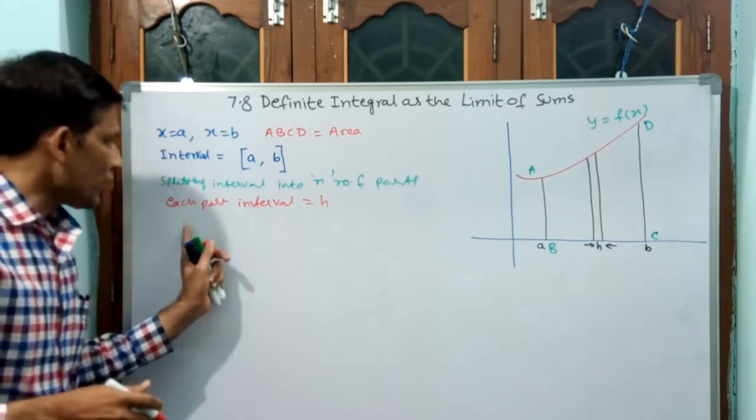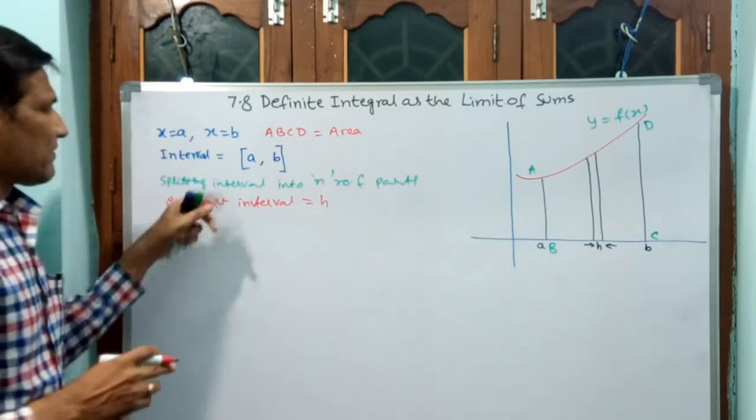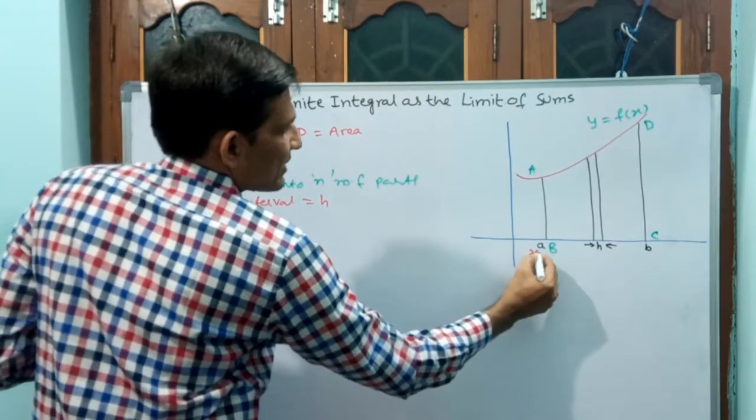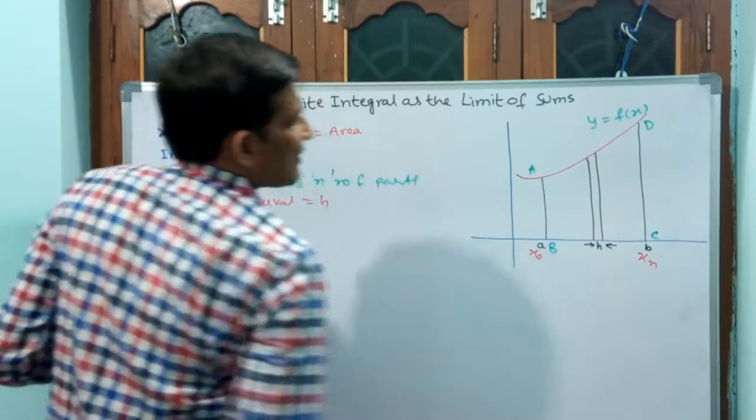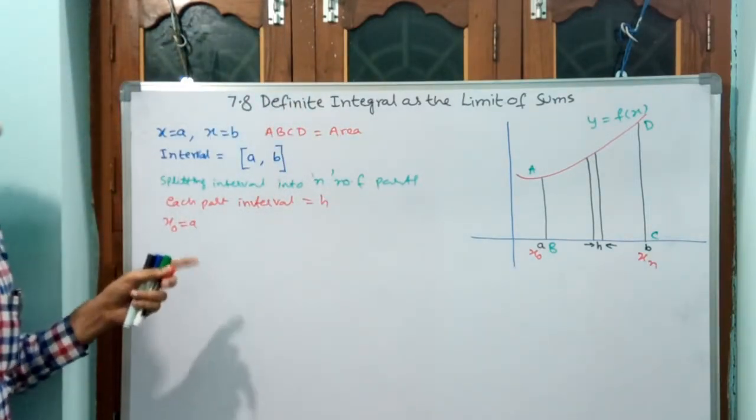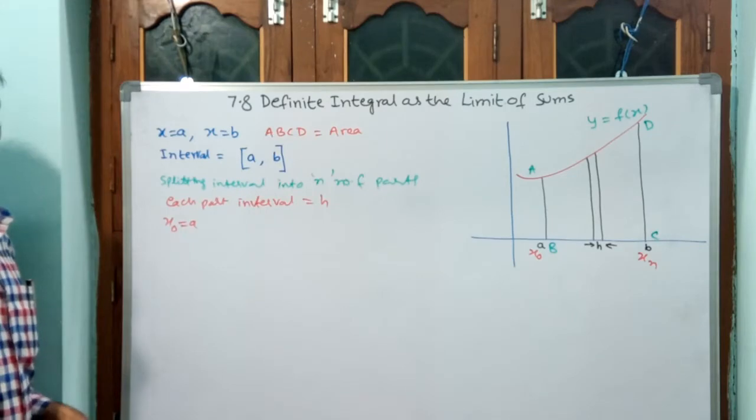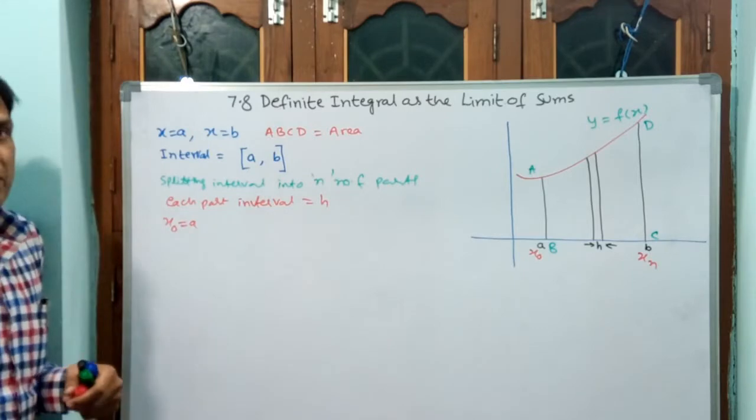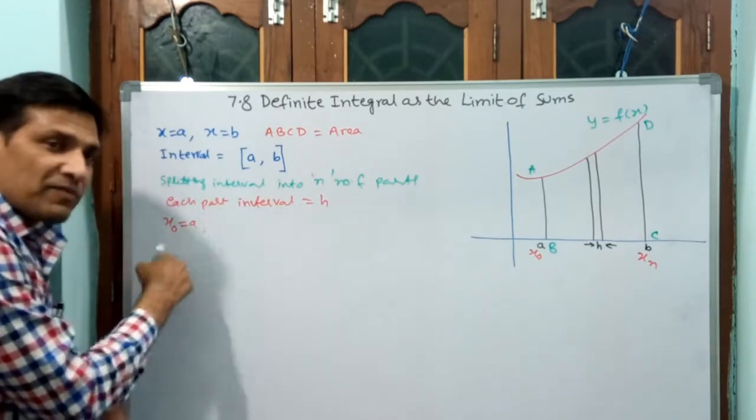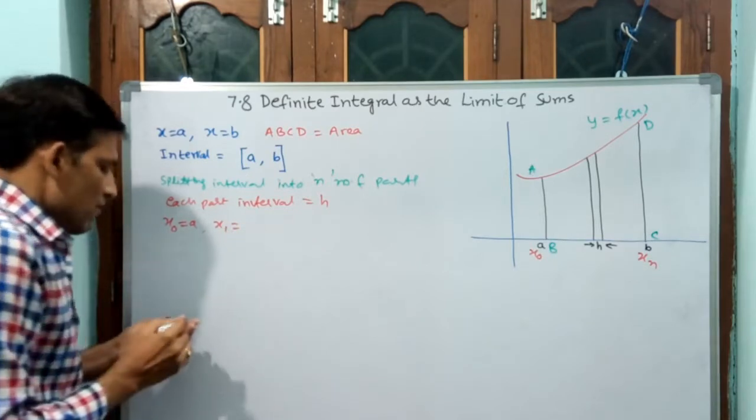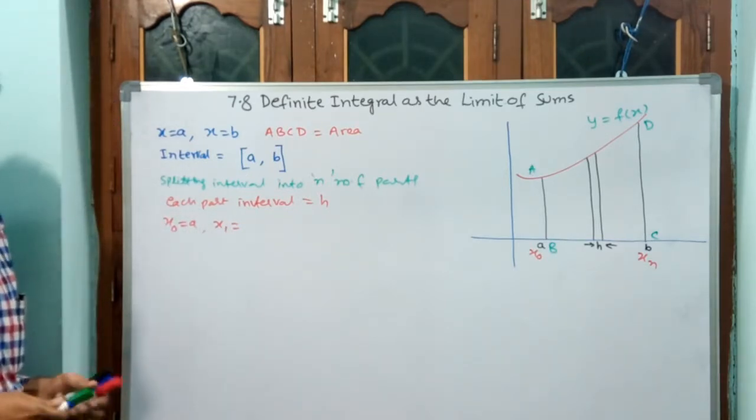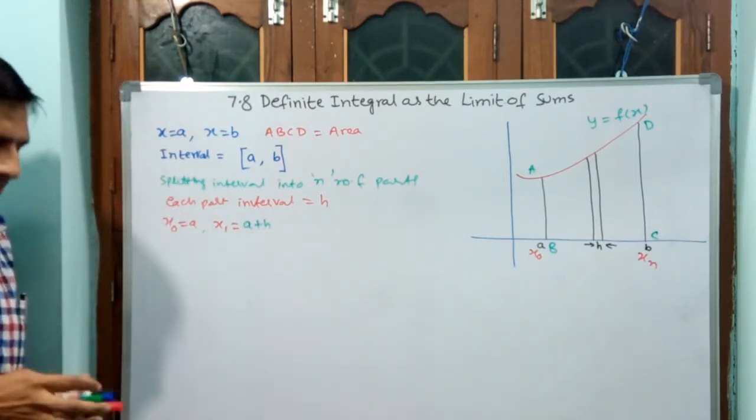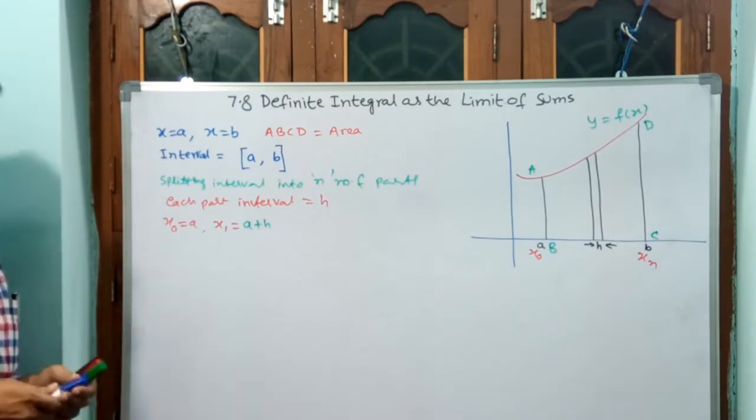Okay? Each part interval will be h, means first interval x0 will be a here. This may be x0 and this may be xn. Why? Because number of parts we have called n parts, means x0 to xn we have made. Initial part will be x0 and last line will be xn. Okay, see, after x0, x1 will come. What is this x1? You imagine first what will be a plus h. That will be a plus h.